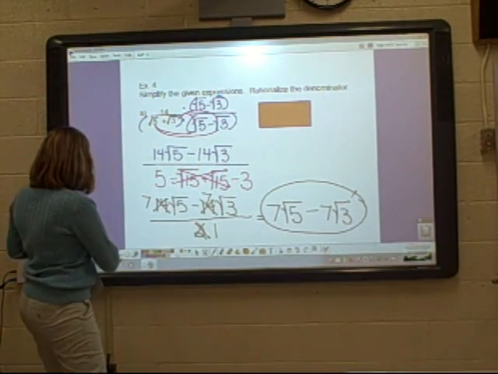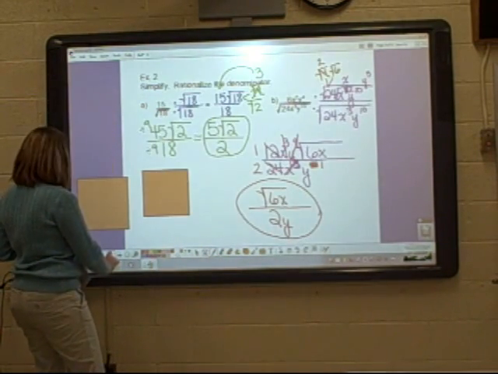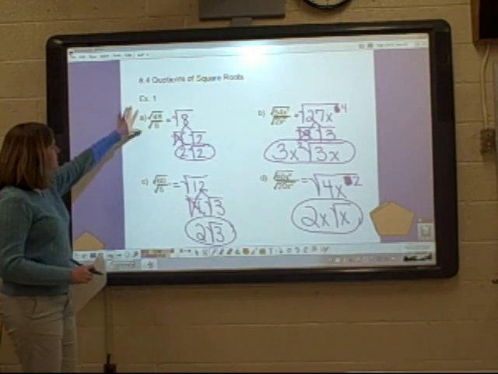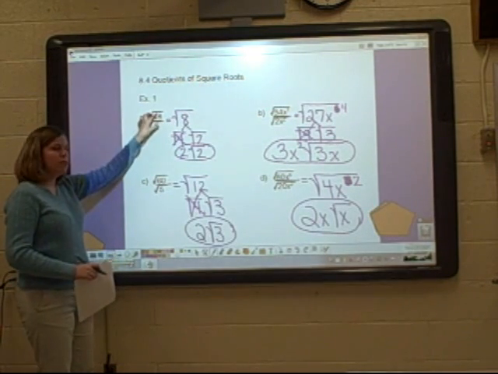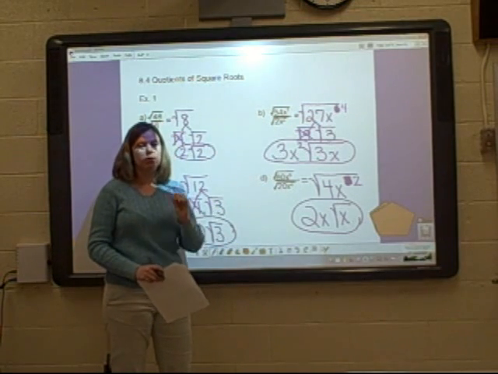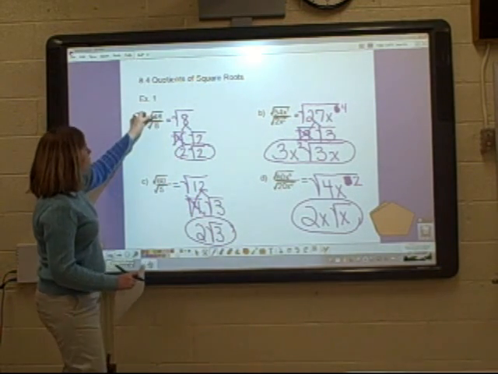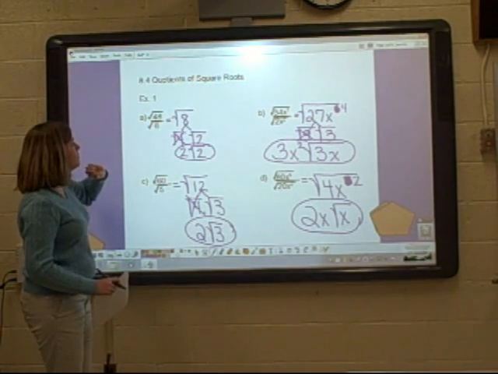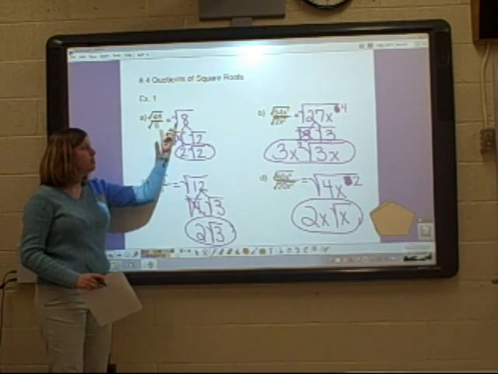Okay, to recap. If we go back to example 1, if you can actually divide the two square roots, you need to divide them and make them into one. So the square root of 48 divided by the square root of 6 gave us the square root of 8, which we then simplified.